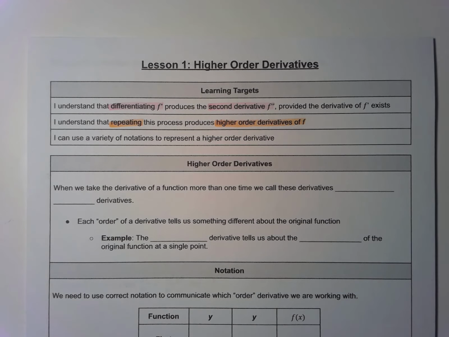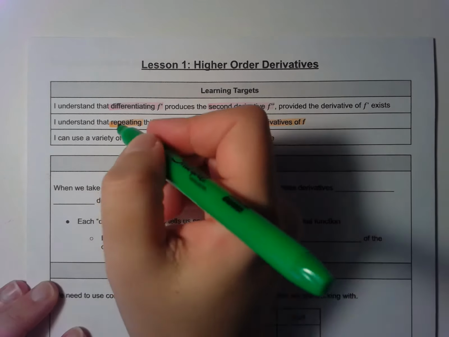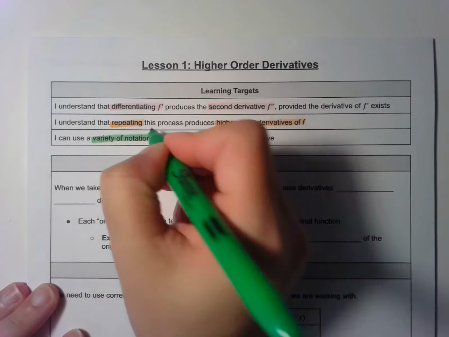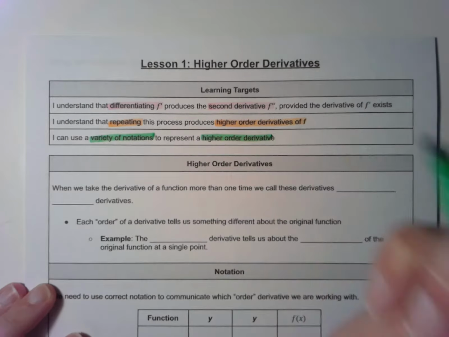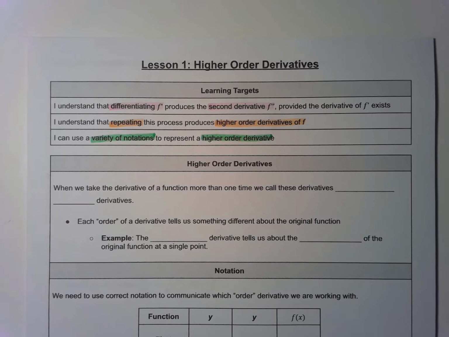Finally, I can use a variety of notations to represent a higher order of derivative. So the idea here is we have to correctly use the notation, and the notation that we use for derivatives oftentimes depends on kind of what we started with. Did we start with y? Did we start with y of x? Did we start with f of x? And that kind of thing.